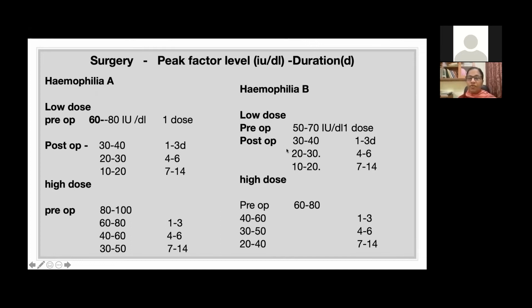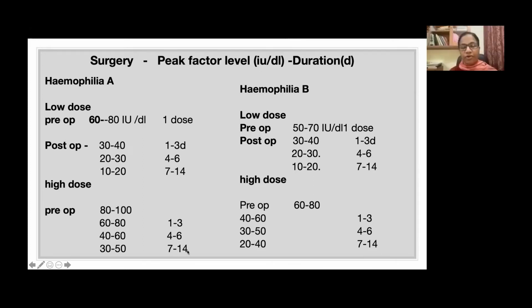In case of hemophilia B also, proper guidelines are there, and for the high dose pattern, pre-op you have to give 80 to 100 as a single dose, followed by 60 to 80, 40 to 60, and 30 to 50 for 1 to 3, 4 to 6, and 7 to 14 days. Hemophilia B also, this is the recommendation. That is in case of major surgery.